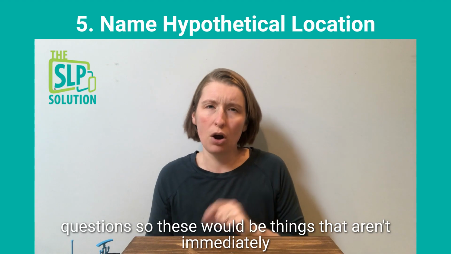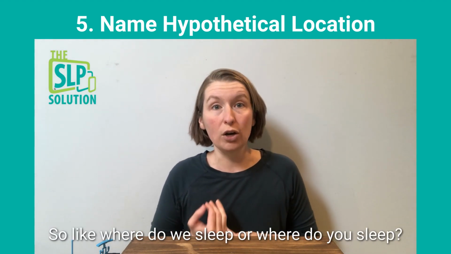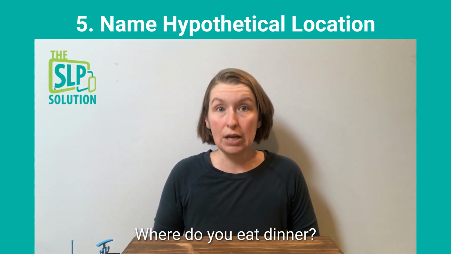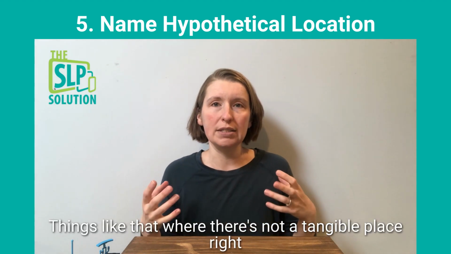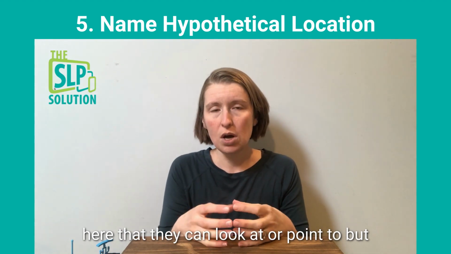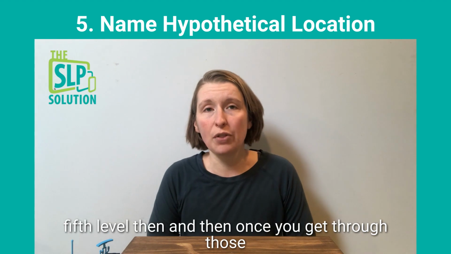So these would be things that aren't immediately present, but they might know the answer to. So like, where do we sleep? Or where do you sleep? Where do you eat dinner? Where are we going? Things like that, where there's not a tangible place right here that they can look at or point to, but it's kind of more hypothetical. So that would be the 5th level then.